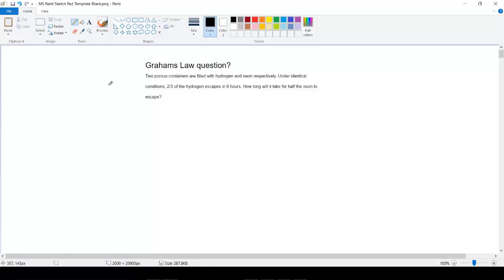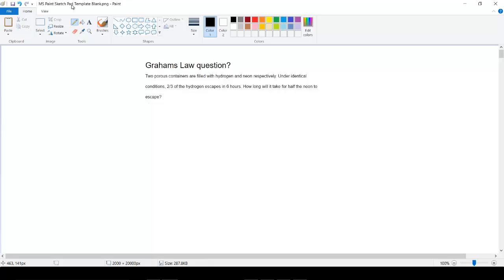So here's the thing. Graham's law, let me read the question first of all. Two porous containers are filled with hydrogen and neon respectively. Under identical conditions, 2/3 of the hydrogen escapes in 6 hours. How long will it take for half the neon to escape?